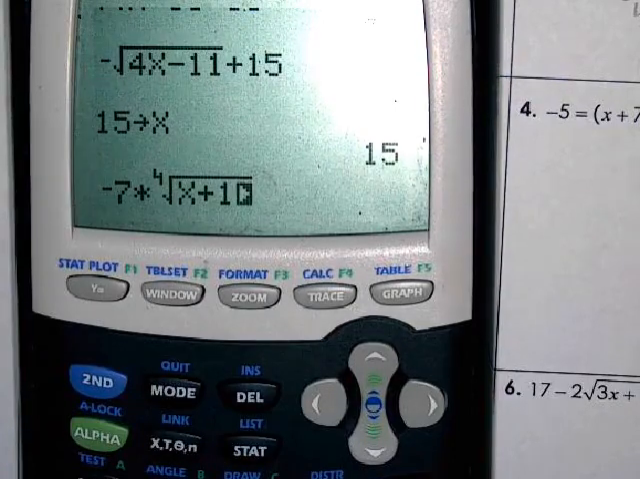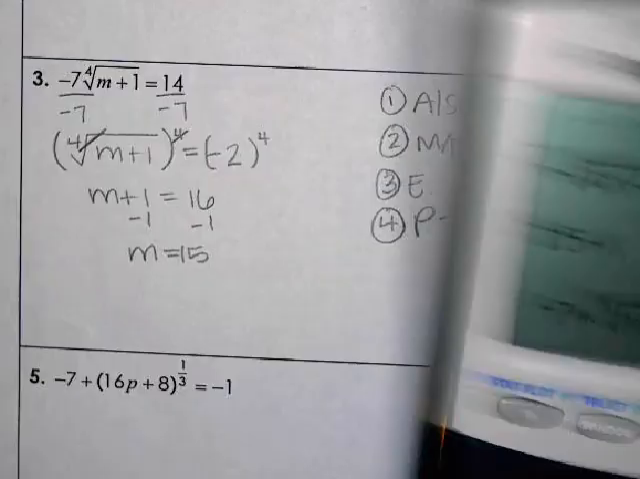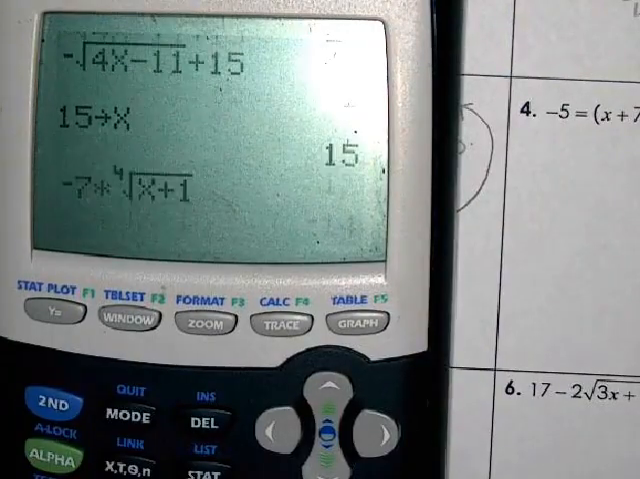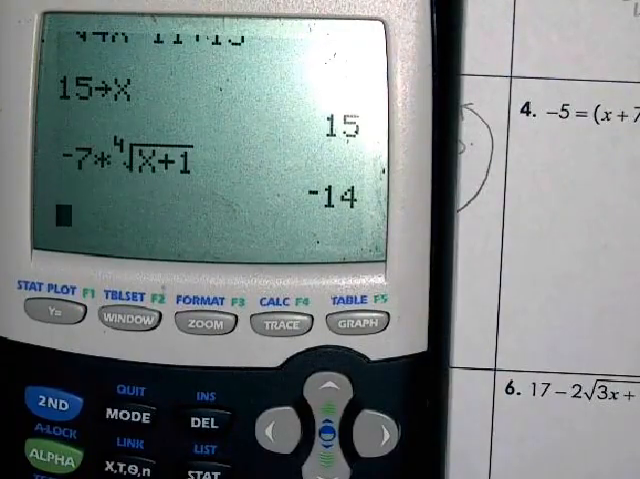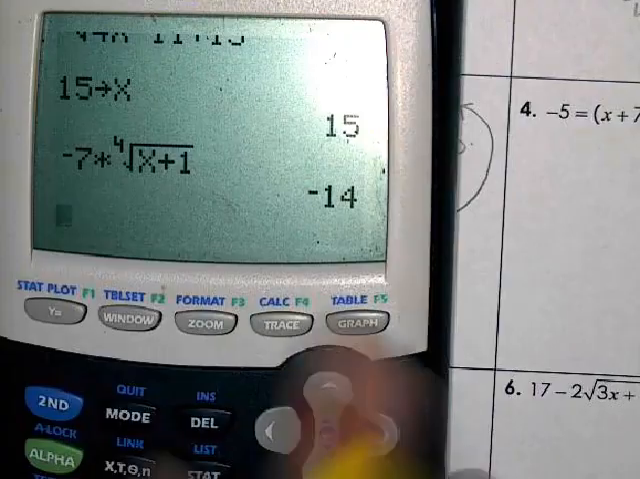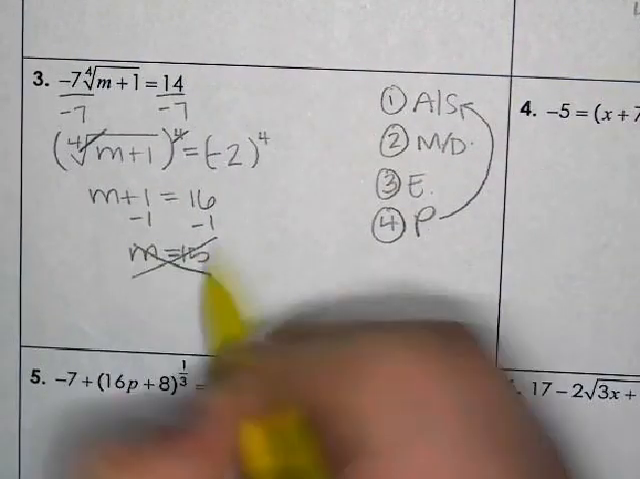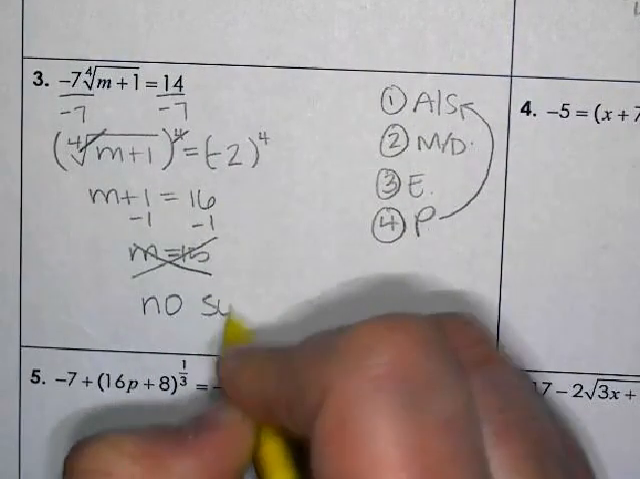I love them. Okay, and we want to see if it equals positive 14, and it does not. It equals -14. So what is our conclusion? No solution. Bam. No solution for you.